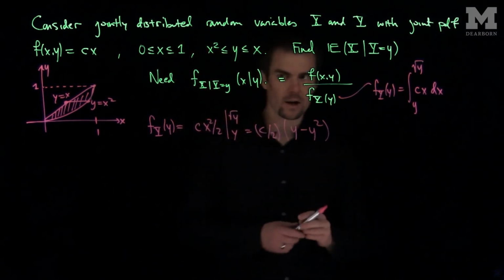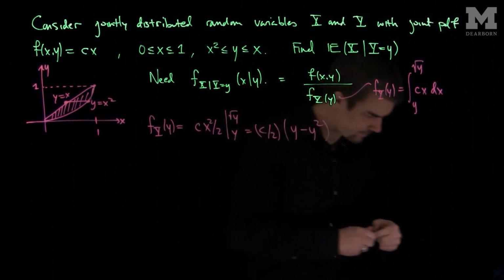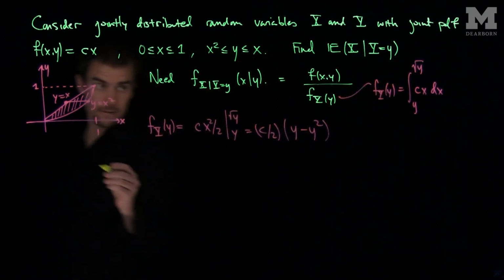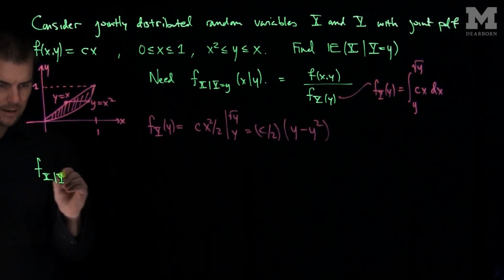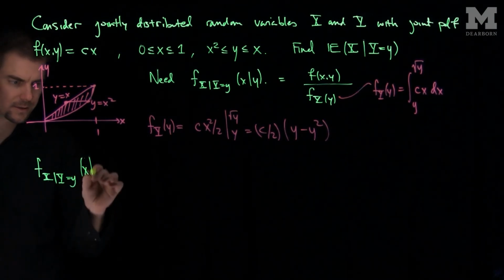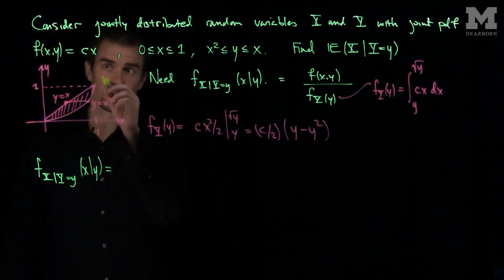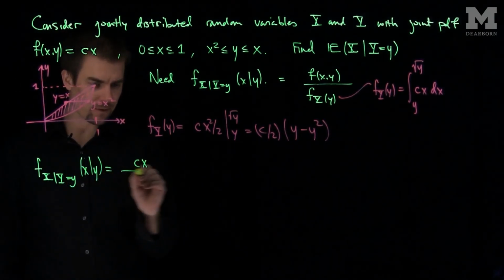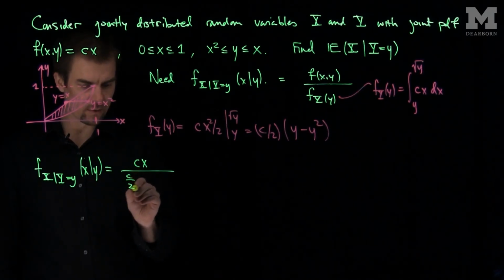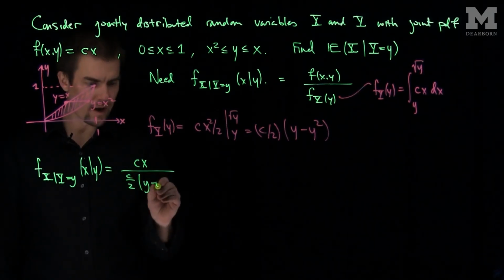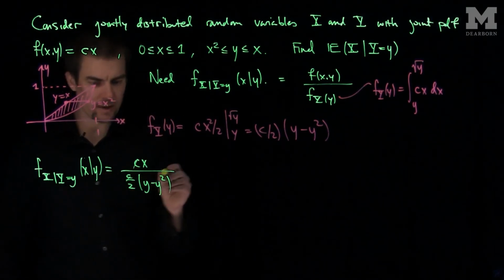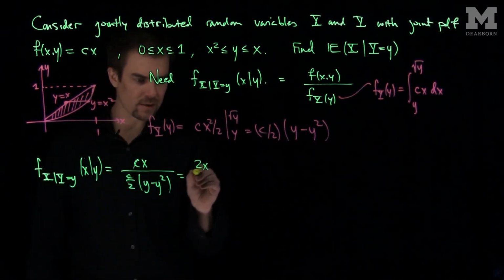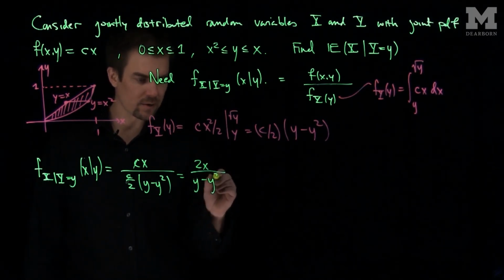That tells us that our conditional PDF, f of X given Y equals y, of x given y, is going to be c times x, the joint PDF, divided by c over 2 times y minus y squared. The c will cancel out, and the 2 can go on top. So this is going to be 2x over y minus y squared.